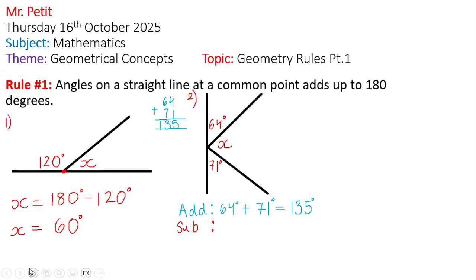So subtracting, we're going to subtract 180 minus what? 135. Yeah, 135 degrees. That's going to be equal to, we're going to subtract them. So 180 degrees minus 135.